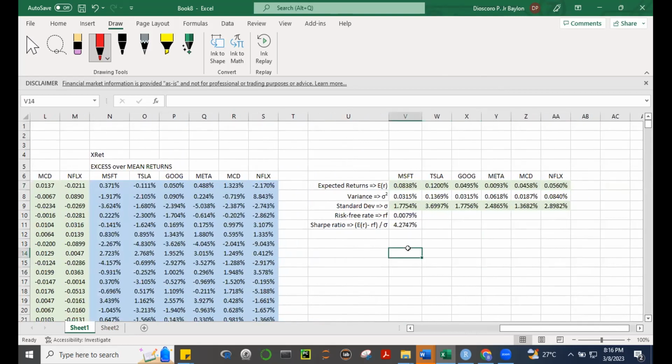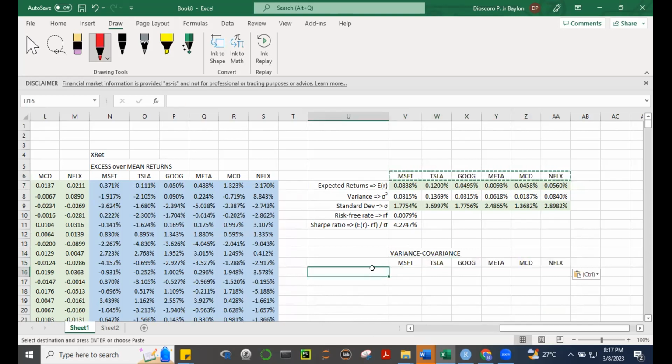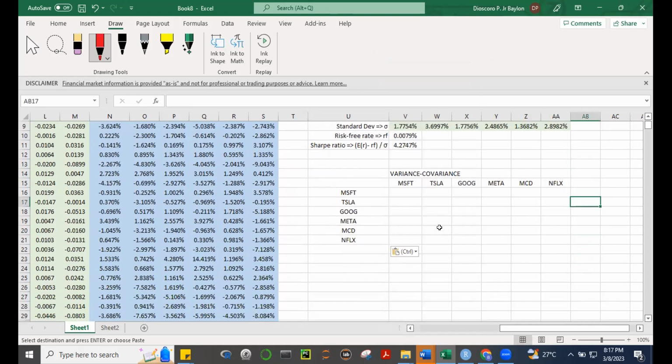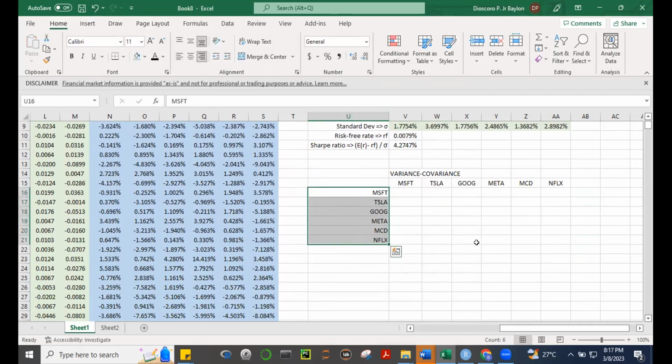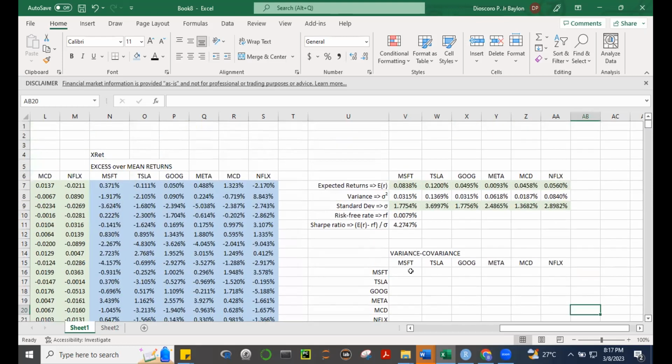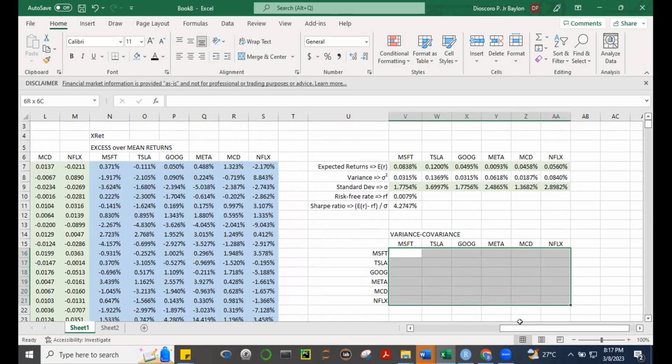So what we need to do now is to define your variance covariance. Okay. So for variance covariance, we need to press Control C, Control B, and then here we transpose. There. So these are our 6 assets. And then we're going to compute the variance covariance. Because if we're going to do this one at a time, right? It will take us a long time. Okay?